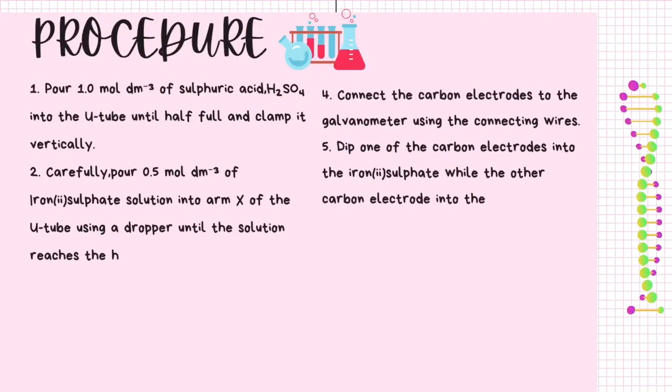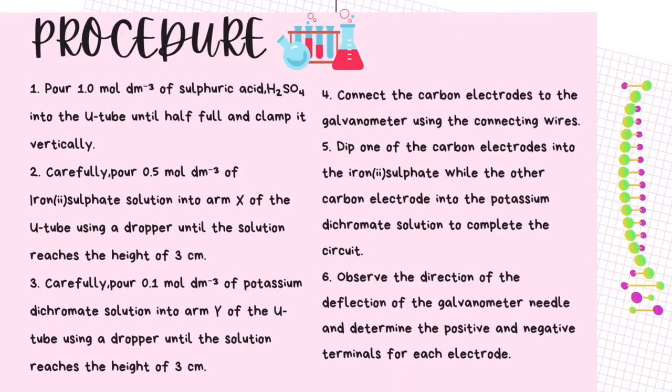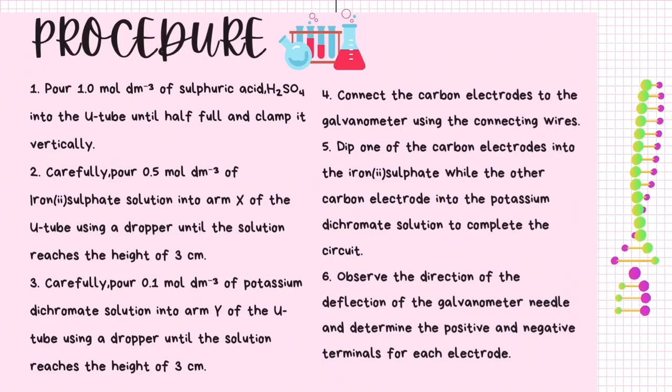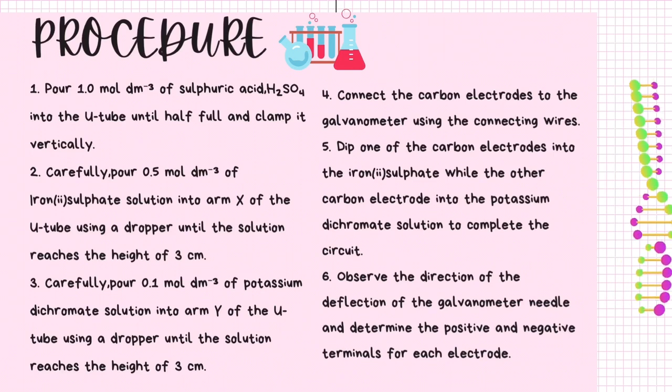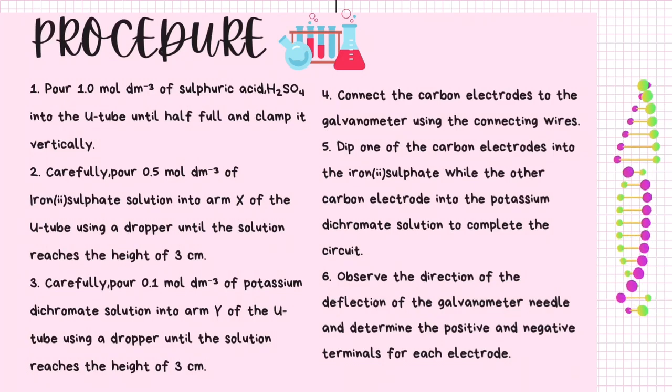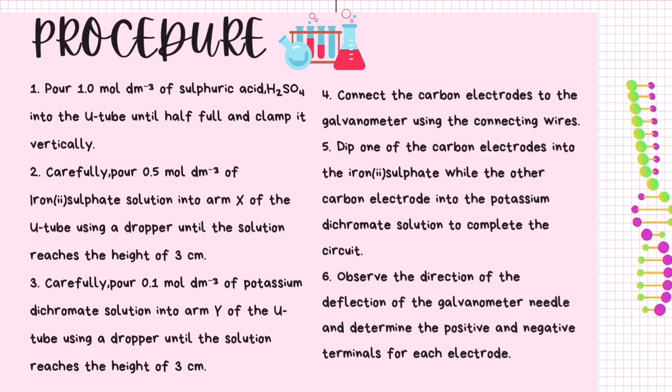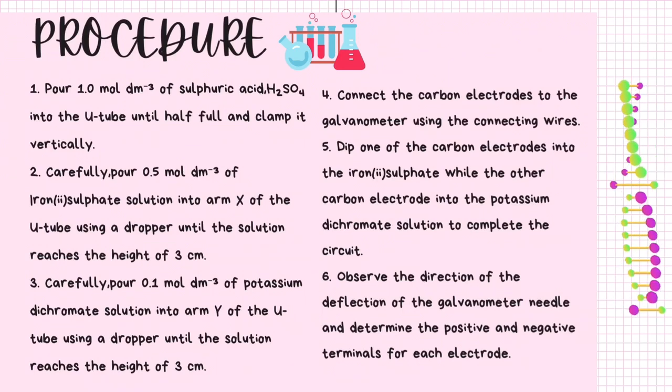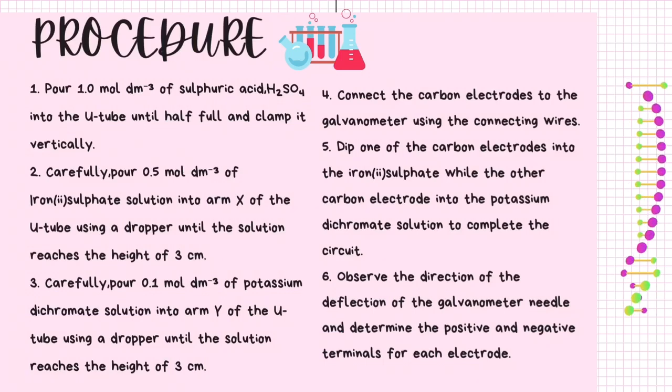Procedure. Number 1, pour 1.0 mol dm-3 of sulfuric acid, H2SO4, into the U-tube until half full and clamp it vertically. Number 2, carefully pour 0.5 mol dm-3 of iron(II) sulfate solution into arm S of the U-tube using a dropper until the solution reaches the height of 3 cm. Number 3, carefully pour 1.0 mol dm-3 of potassium dichromate solution into arm Y of the U-tube using a dropper until the solution reaches the height of 3 cm.